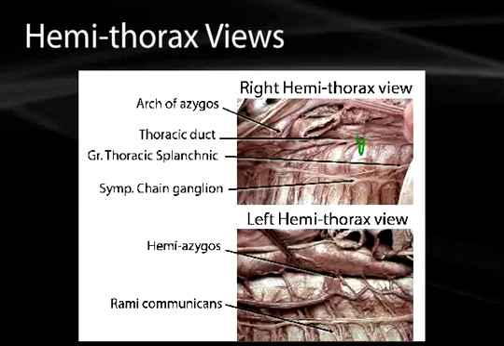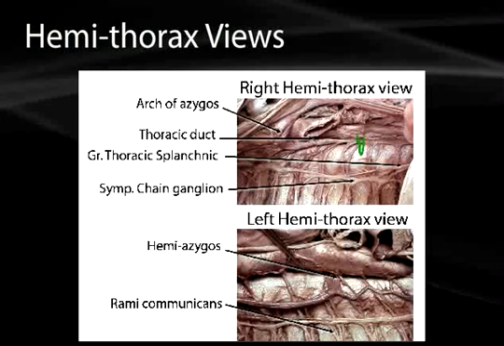Here we can see the right hemithorax dissection that I was working on that shows that you have the arch of the azygous system, and here you can see the thoracic duct, which would run right in this area here and can be easily damaged during surgery. There's the greater thoracic splanchnic nerves that are coming off the sympathetic chain that can be seen running down here with these triangular ganglia. This greater thoracic splanchnic will be heading towards the abdominal viscera.